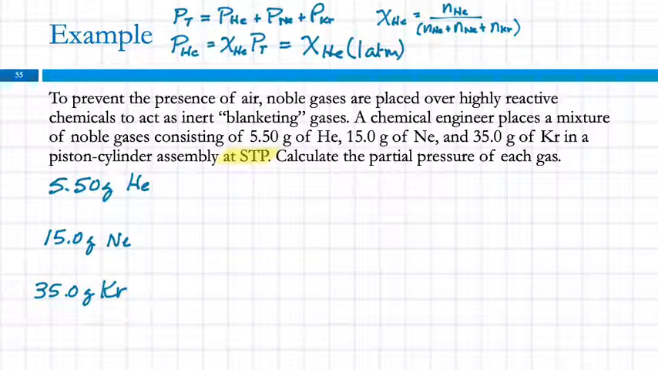So to find the moles of helium, we're going to start with the mass and convert to moles. So we're going to multiply by moles and divide by grams. And here we need the molar mass of helium, which is 4.003. These grams cancel out. 5.5 divided by 4.003.